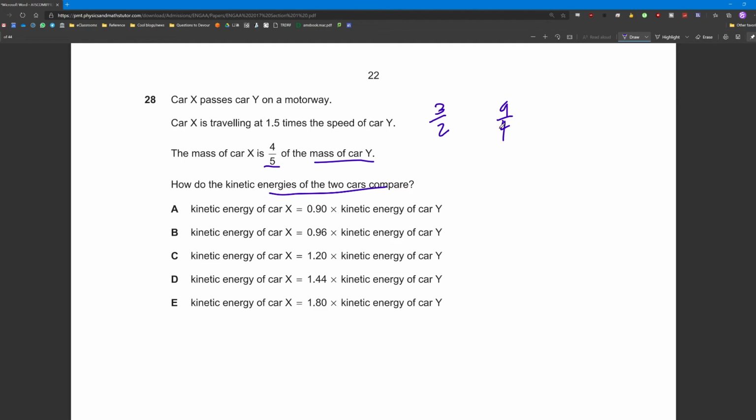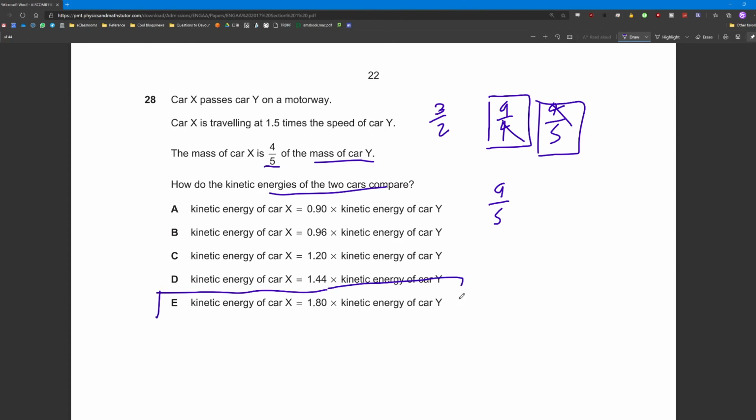It's proportional to V squared, so X has 9 over 4 more V factor. The mass is 4 over 5, so it has 4 over 5 times the mass factor. So it must be 9 over 5 times the kinetic energy of car Y, or option E for 1.8.